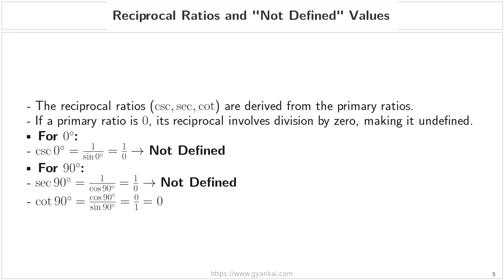However, let's look at the cotangent of 90 degrees. This is the ratio of cosine of 90 degrees to sine of 90 degrees. Since we know cosine of 90 degrees is 0 and sine of 90 degrees is 1, we have 0 divided by 1, which simply equals 0. So, while some ratios become undefined, others remain perfectly valid. Keep this distinction in mind as we move toward our final takeaways.